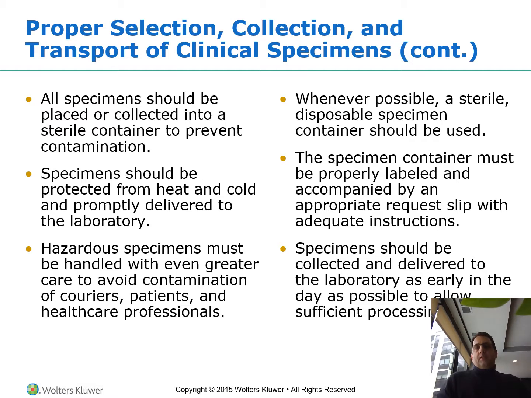When possible, those sterile disposable specimen containers should be used so that you don't, again, cross-contaminate and get other things into the sample. The specimen container should be properly labeled and accompanied by the request slip with the right instructions. This basically makes sure you've got the right specimen from the right person for the right test, and they should be collected and delivered to the laboratory as quickly as possible so that there's time to process it and use the information.